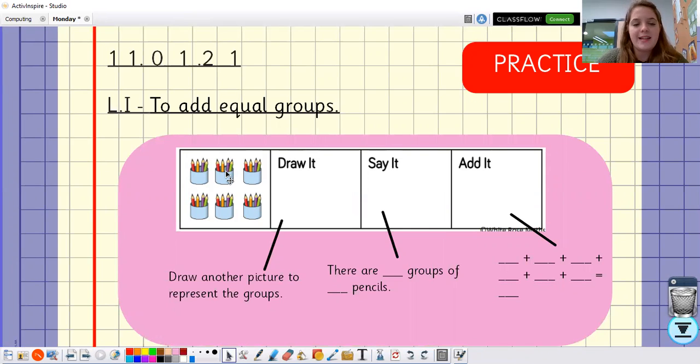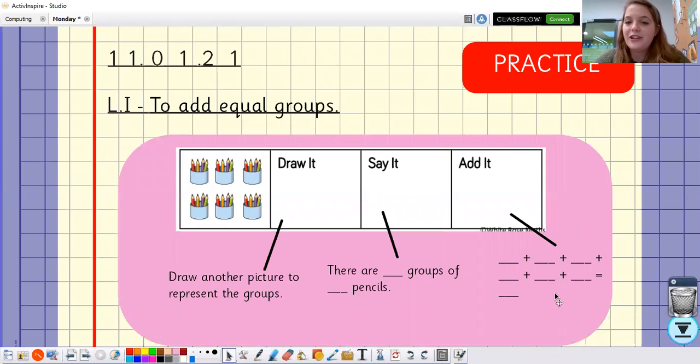Could you represent it as stacks of chairs maybe? Or as tables with children sitting round, or with chairs sitting round them? So the first thing you need to do is you need to draw another representation. The second thing you need to do is you need to say it. So you need to say how many groups are there and how many in each group. So there are blank groups of blank pencils.